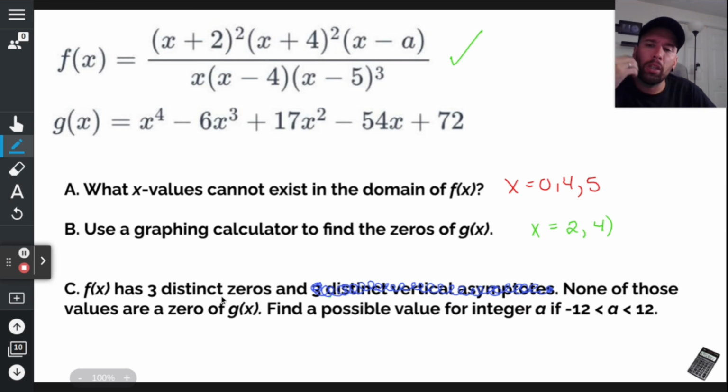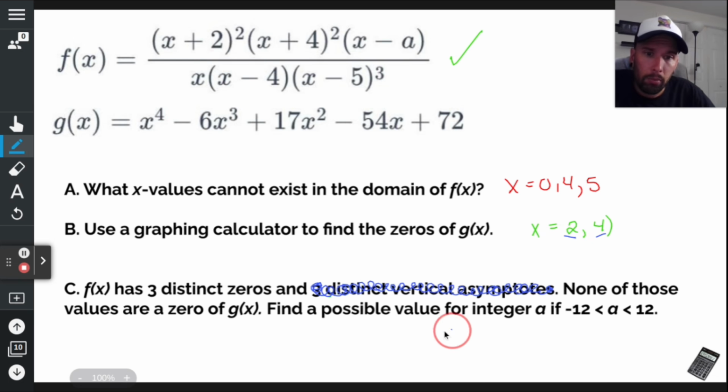F of x has 3 distinct zeros. Here's the thing. We don't know what A is. So A has to be different from -2 and -4. So A cannot be -2, A cannot be -4. Great. None of those values are a 0 of g of x. The zeros of g of x ended up being 2 and 4. So, find a possible value for integer a.